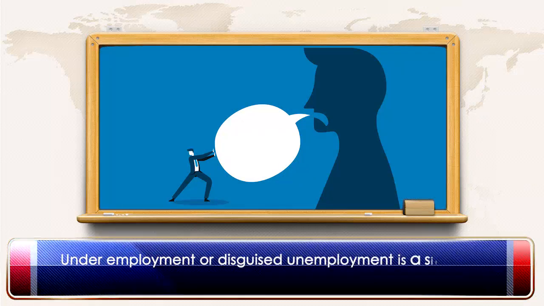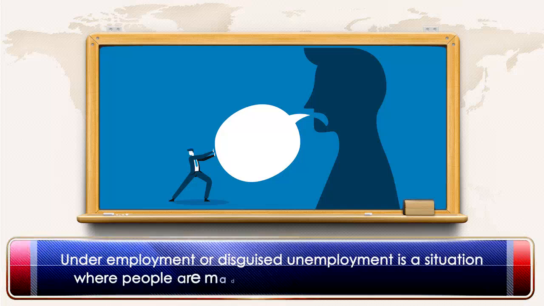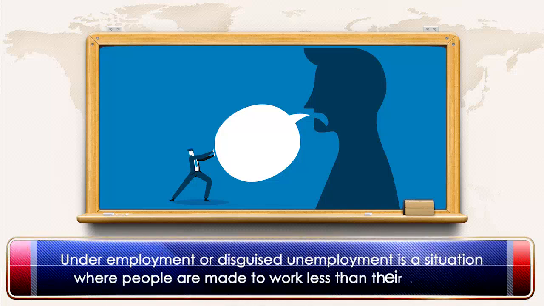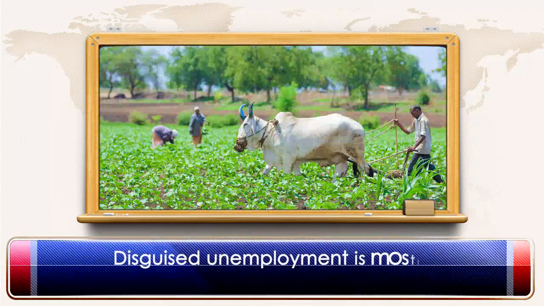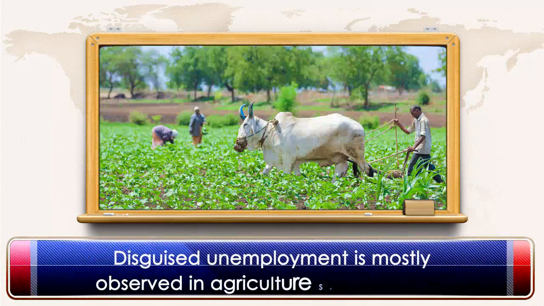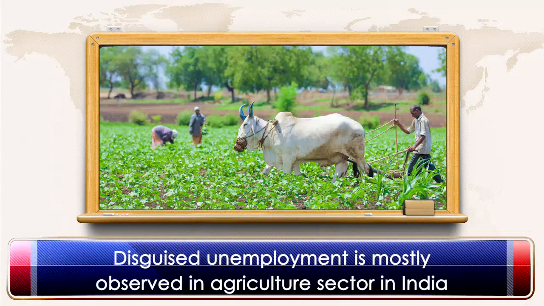Underemployment or disguised unemployment is a situation where people are made to work less than their potential. Disguised unemployment is mostly observed in the agriculture sector in India.